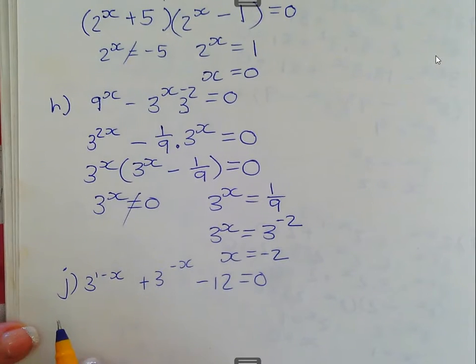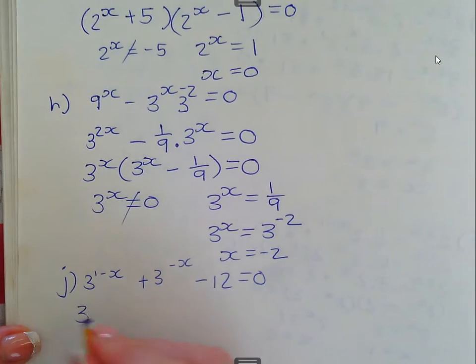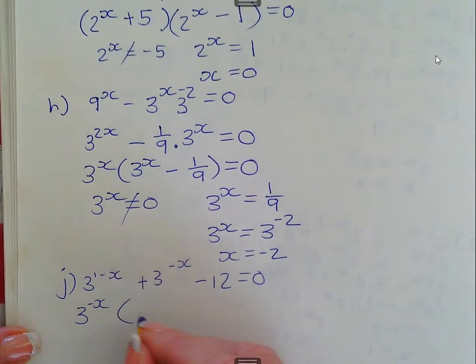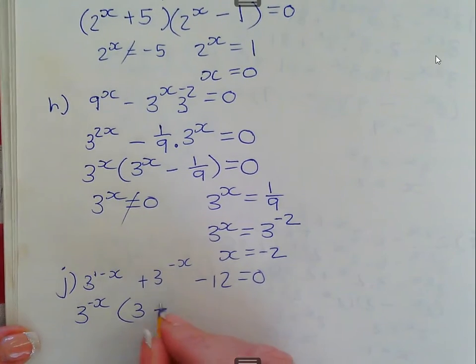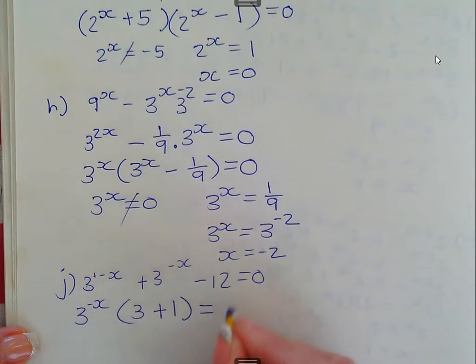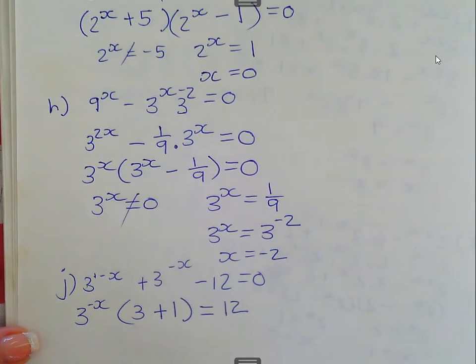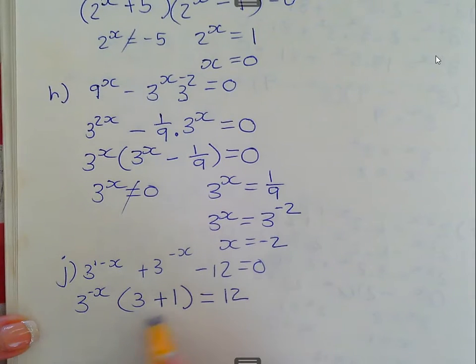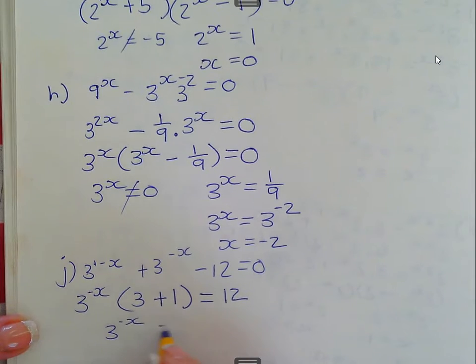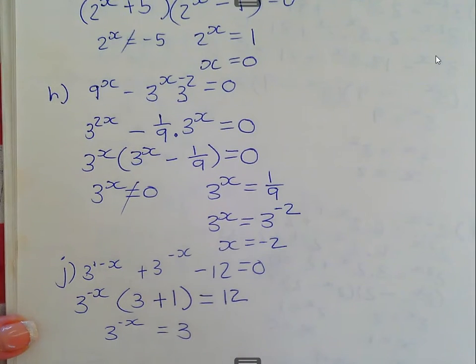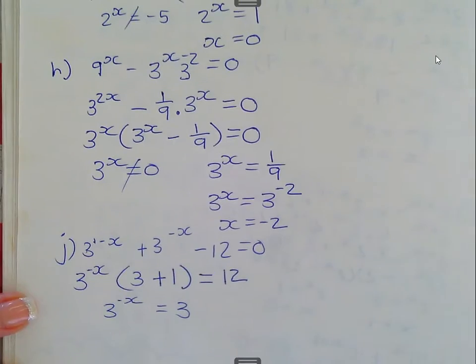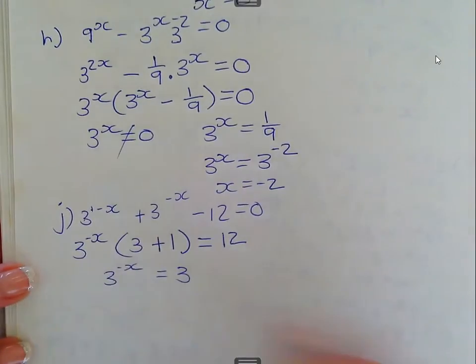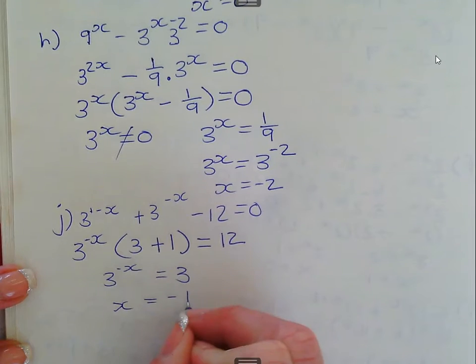Okay, J, I saw that there's something in common. It's a 3 to the power of negative x, and then what remains is a 3 to the power of 1 plus 1. I close the bracket and I take the 12 to the other side. Because when I take out something in common, I want the constant to be on the other side. And now when I add these, it gives me 4. So I divide both sides by 4. I've got 3 to the power of negative x equal to 3. You all understand? Okay? So x is going to be equal to negative 1.